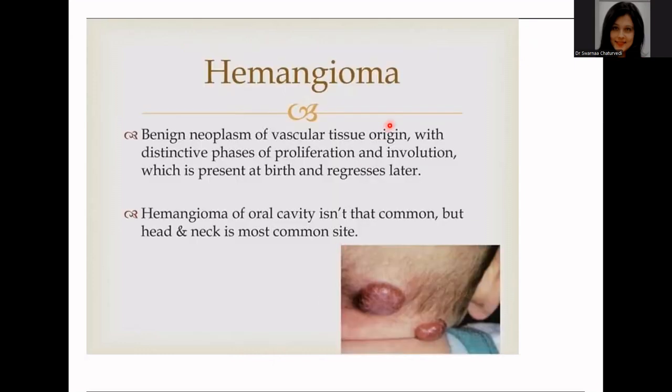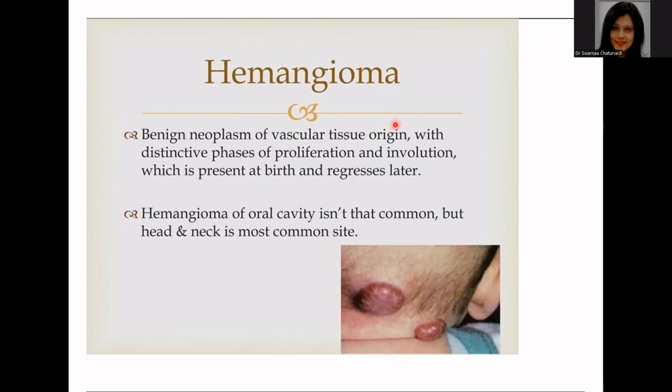So the next benign lesion of connective tissue origin is hemangioma. One very important peculiar characteristic of such lesions is that they undergo distinctive phases of proliferation and involution. This is present at birth and later on it regresses. So these are the distinctive phases of its growth.